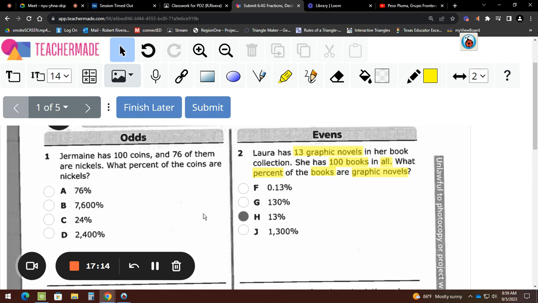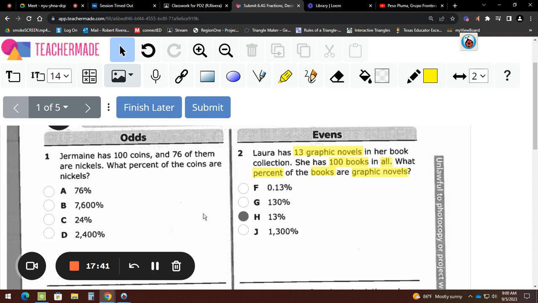The question is, Jermaine has 100 coins and 76 of them are nickels. What percent of the coins are nickels? The way I did number 2, you will go home and do number 1. So when you're at that video, you will pause the video, get your information the way I did it, do the work, and then play the video.